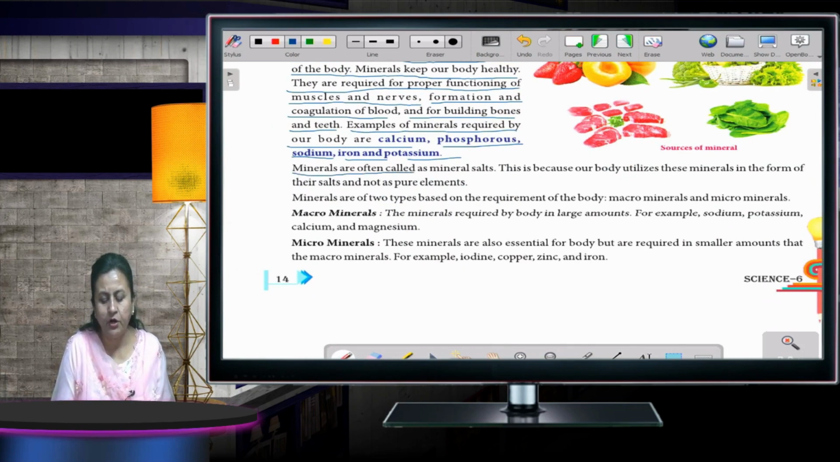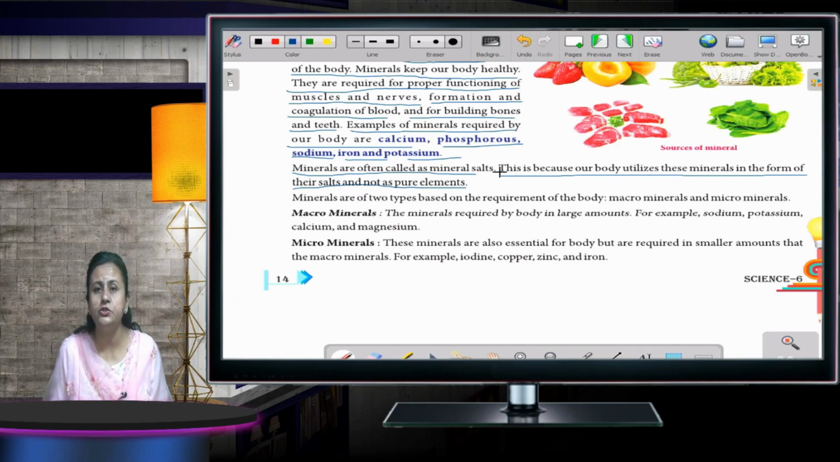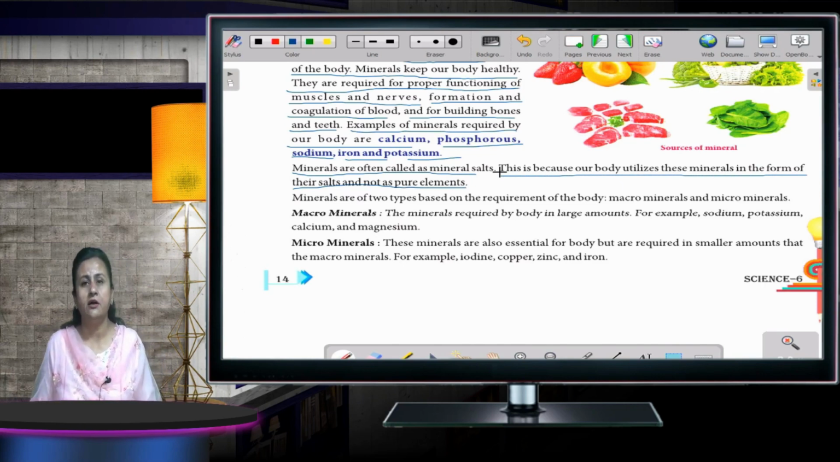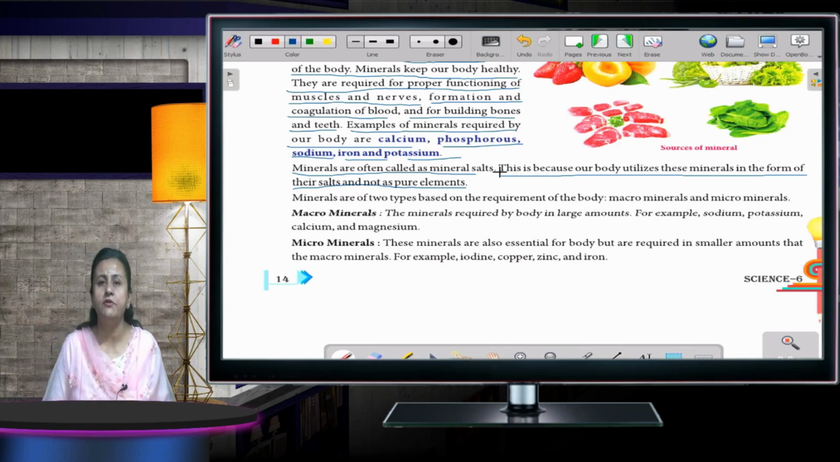Minerals are often called mineral salts. This is because our body utilizes these minerals in the form of their salts and not as pure elements. We do not consume these minerals in their pure form, but in their salt form. That is why minerals are also called mineral salts.